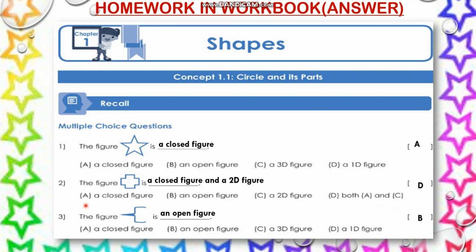Now next is this figure. This figure is dash. We can easily understand because the starting point and the ending point are different. So it is an open figure, isn't it? So you can write an open figure. So option B is the right answer. Got it, children?